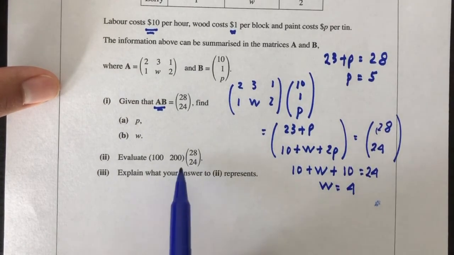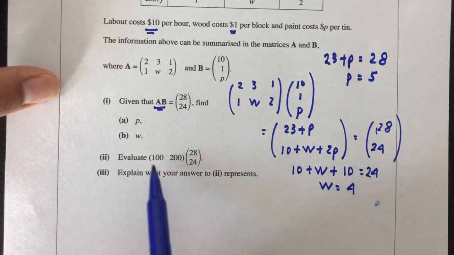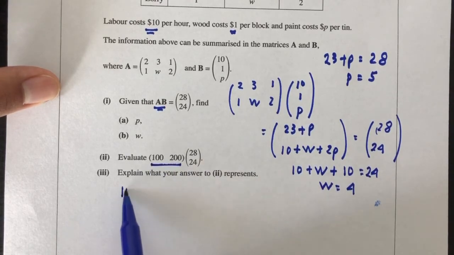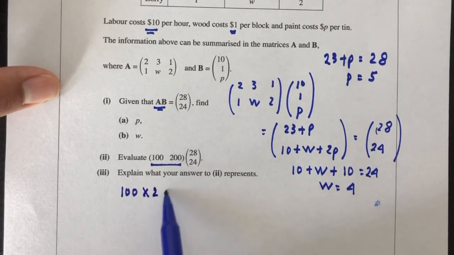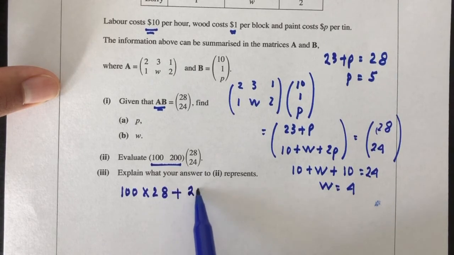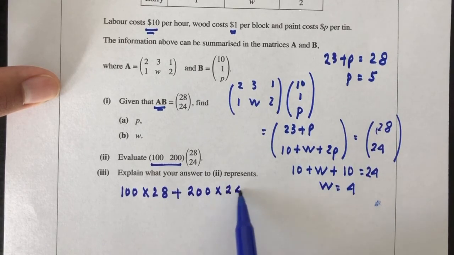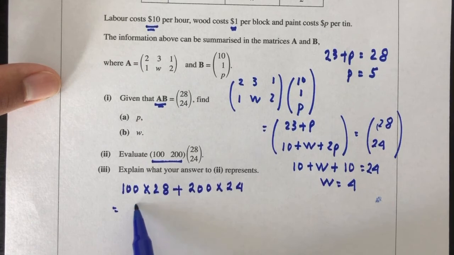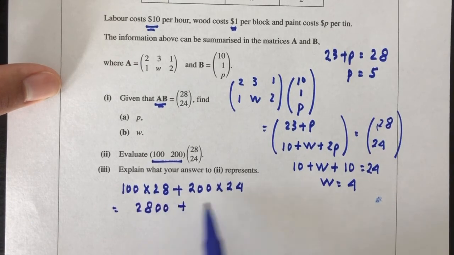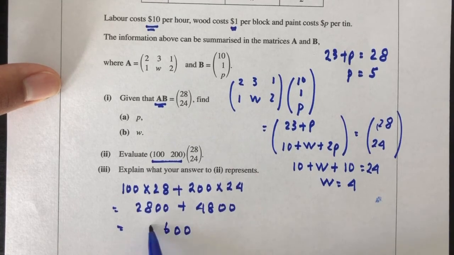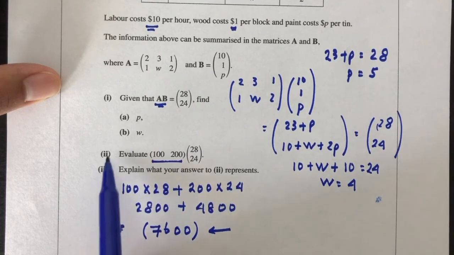Now part 2, evaluate this one, rows by column. It will be 100 times 28 plus 200 times 24. That should give you 2800 plus 4800. That should be 7600. That should be your answer for part 2.